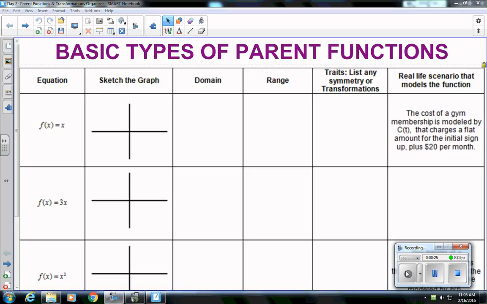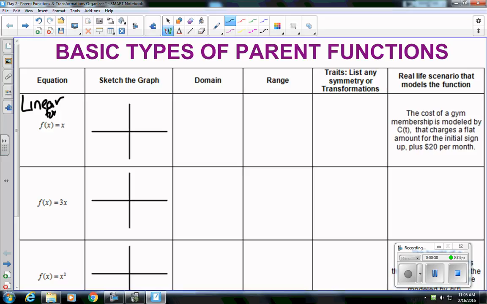So our first equation is f of x equals x, and you should recognize this as a line or a linear function. And it's actually the linear parent function because there are no transformations for this function. So we're just going to draw our line straight through the origin.